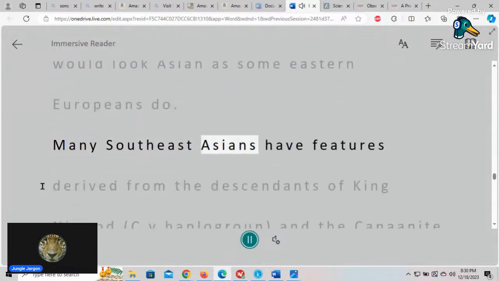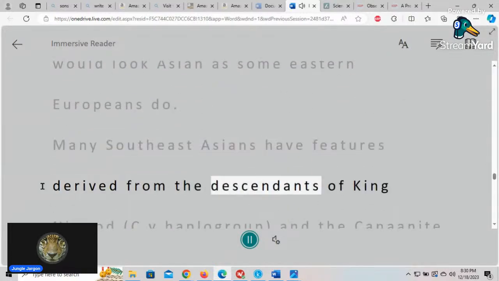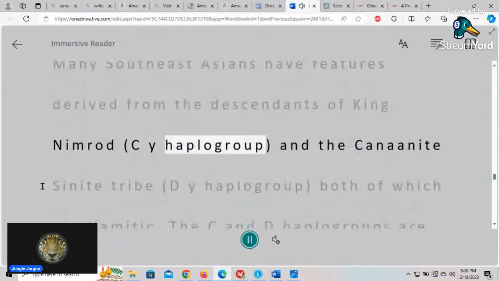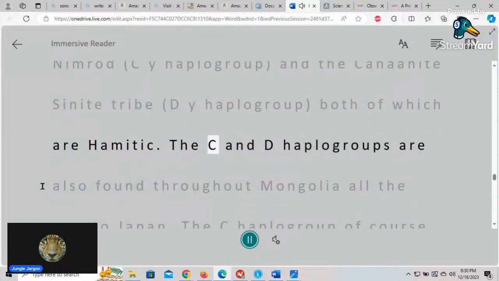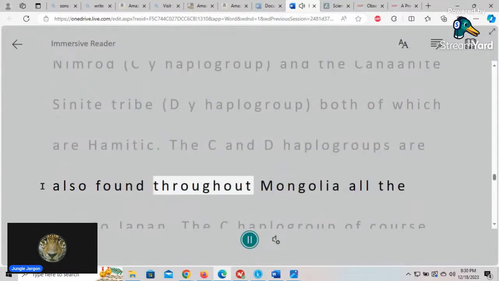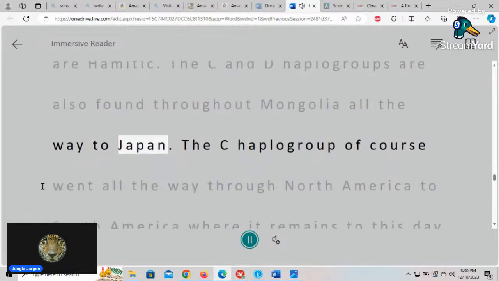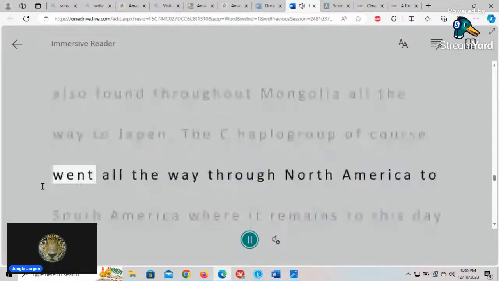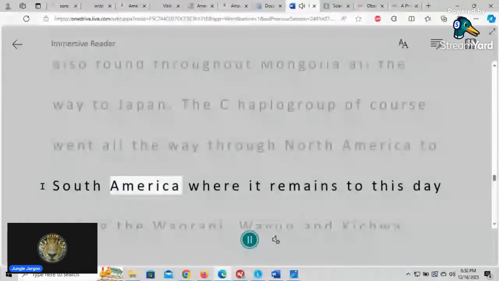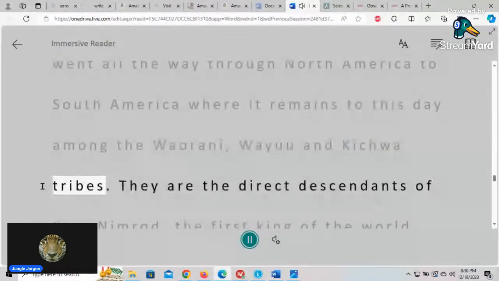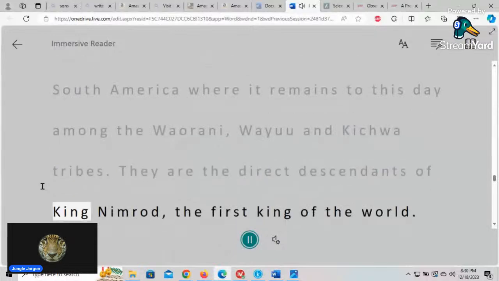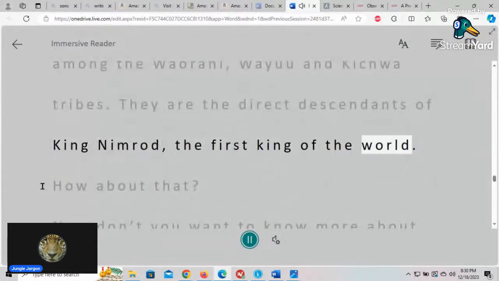Many Southeast Asians have features derived from the descendants of King Nimrod, CY haplogroup, and the Canaanite Sinite tribe, DY haplogroup, both of which are Hamitic. The C and D haplogroups are also found throughout Mongolia all the way to Japan. The C haplogroup, of course, went all the way through North America to South America, where it remains to this day among the Waorani, Wayuu, and Kichwa tribes. They are the direct descendants of King Nimrod, the first king of the world.